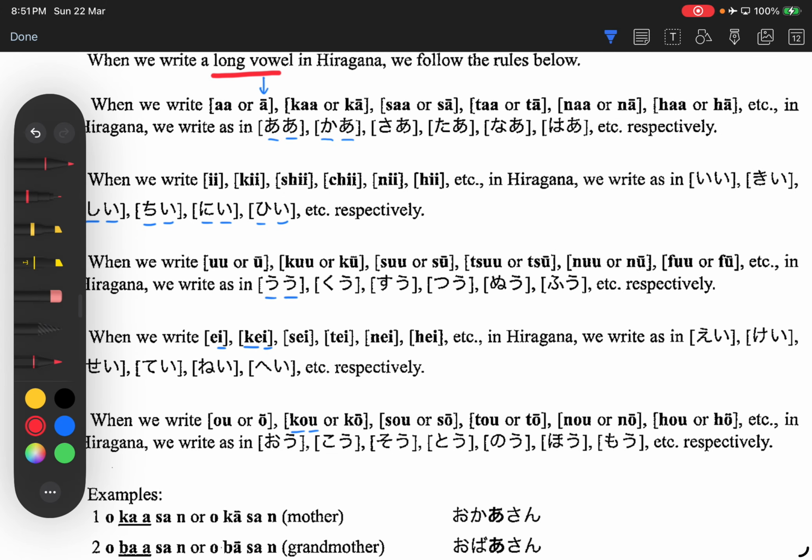Right, next we have the EI sound. This one does not drag out any sound. This one is just an E becoming A. So A, ke, se, te, ne, he. Right, simple, right? Not really a long sound, but it's more of an A sound. So next we have an OU sound. So this is O, right? Ko, so, to, no, ho. For example, the last one is ho, right? So it's an O and a U sound.